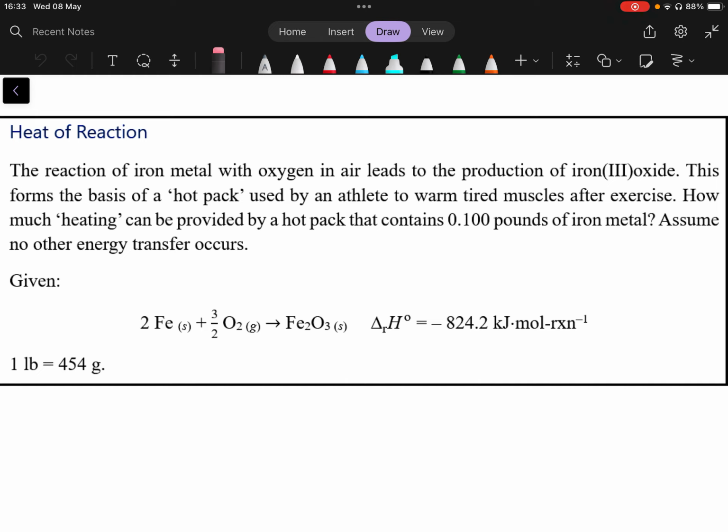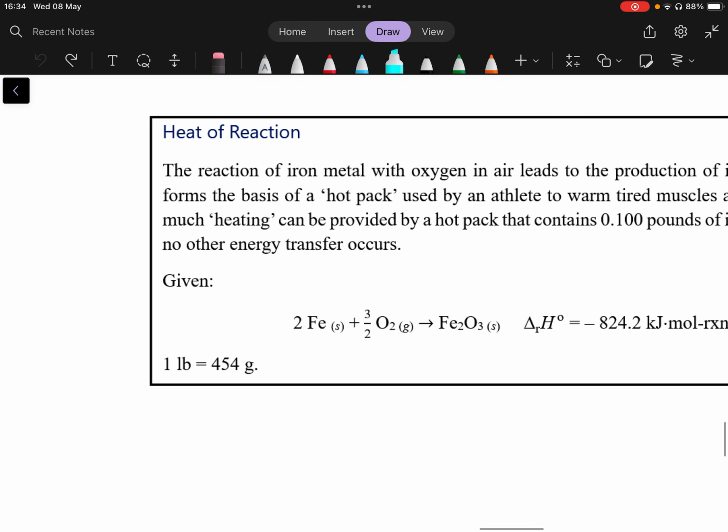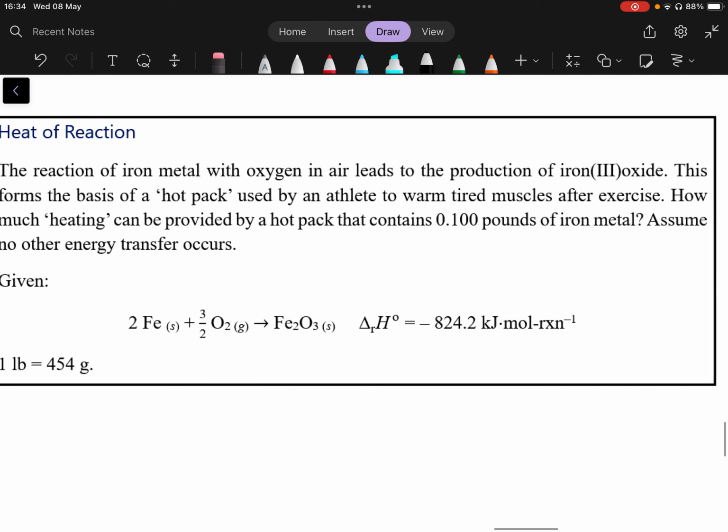So, what we need to do is, we are given a reaction equation which tells us the relationship between the amount of iron and the amount of heat that is produced when so much iron reacts. That's essentially what we're given. Now we're told only a smaller amount of iron is actually reacting, hence that's going to change the amount of heat that is produced.